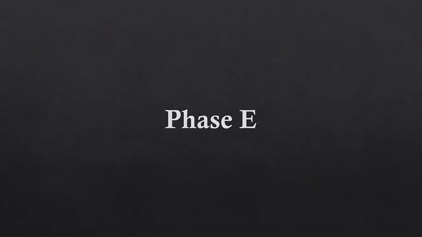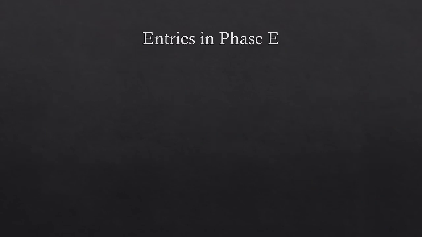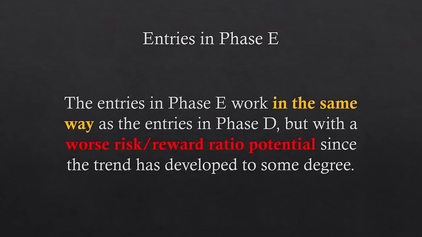Phase E. In Phase E, the types of entries are the same as the ones found in Phase D. The difference is that in Phase E, since we'll be in the stage where the trend has developed to some degree already, the risk-reward ratios might not be so attractive.